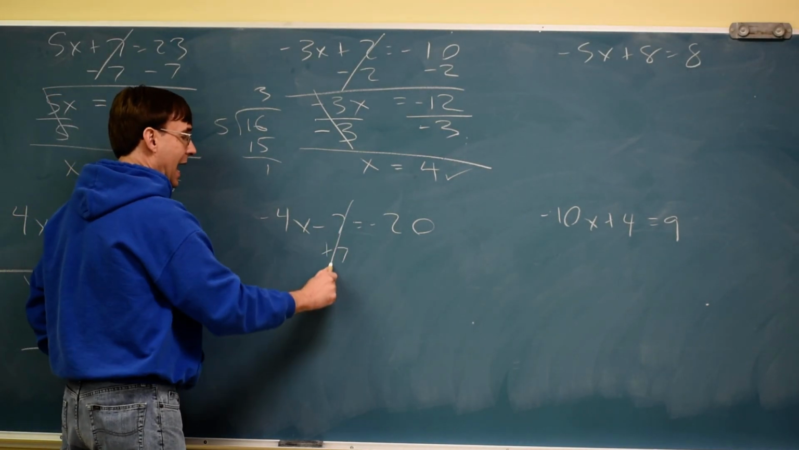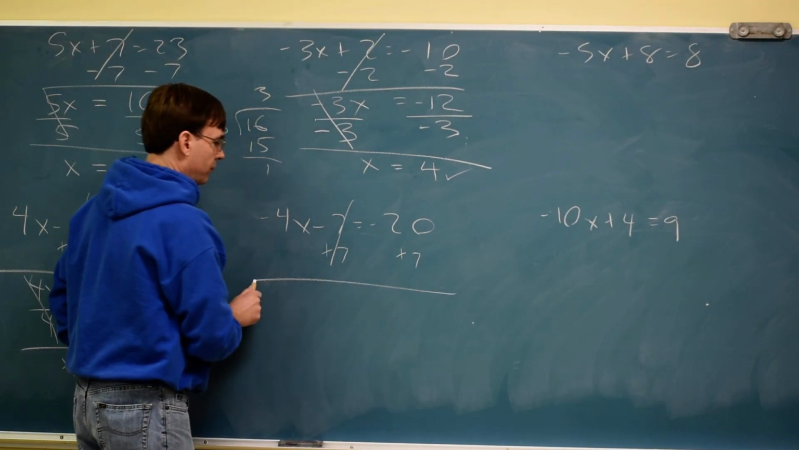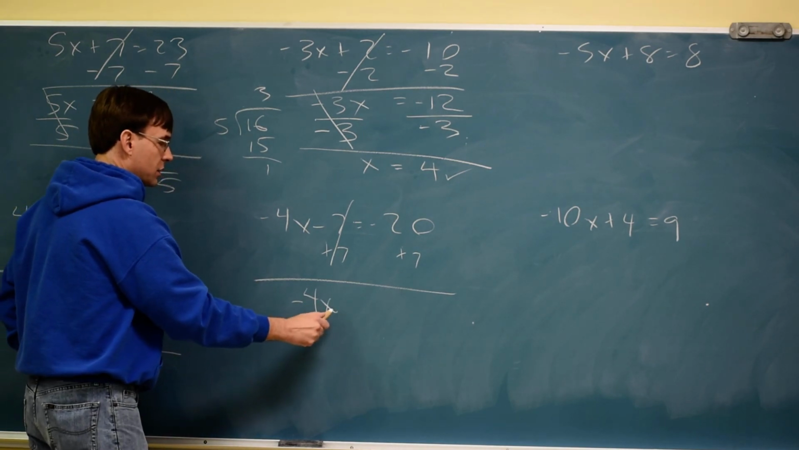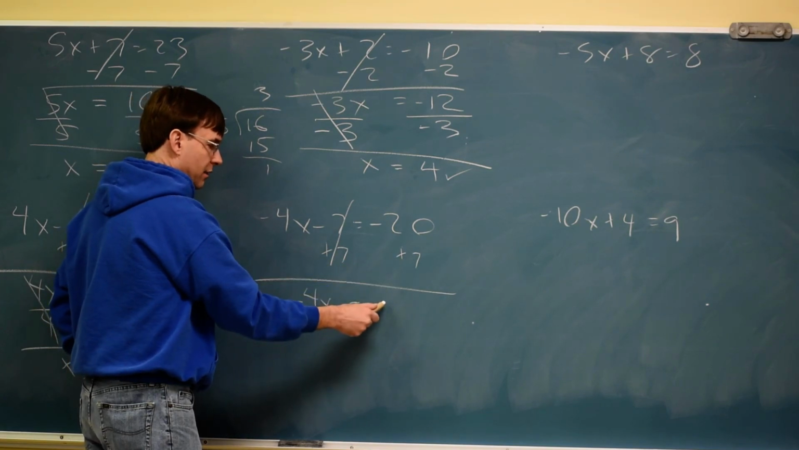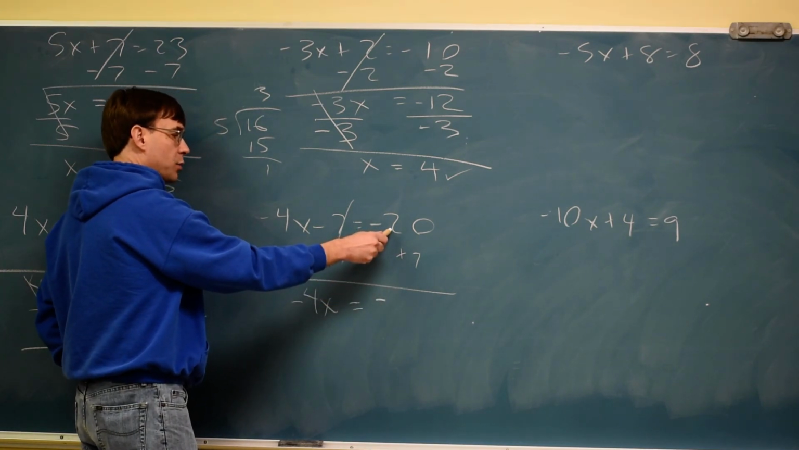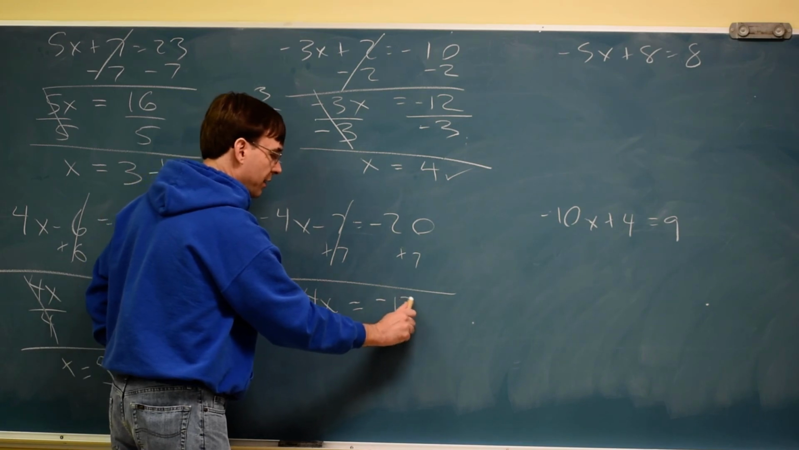Subtracting 7 makes me add 7 to eliminate. Negative 4 is still with the x. When a negative adds a positive, that's a negative when the negative's bigger, and we subtract them when they're different to get 13.